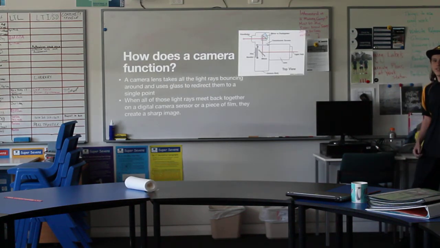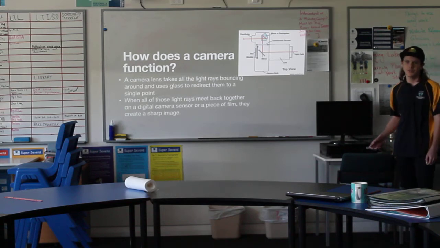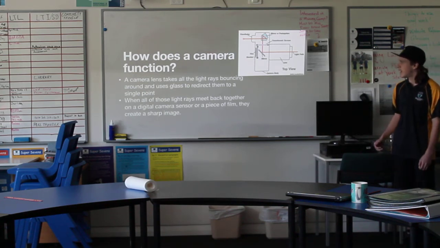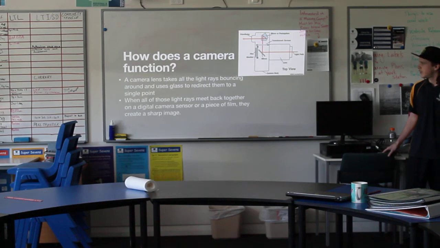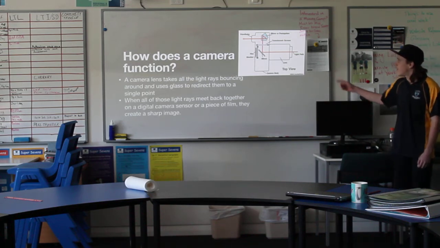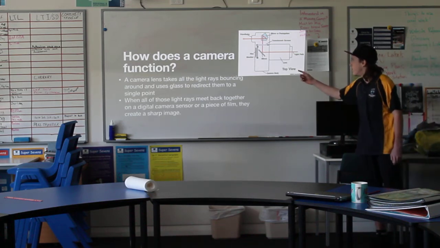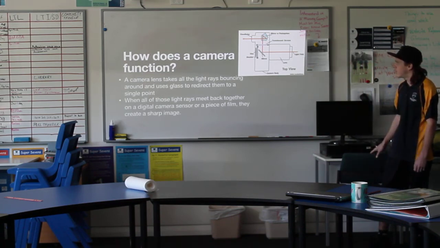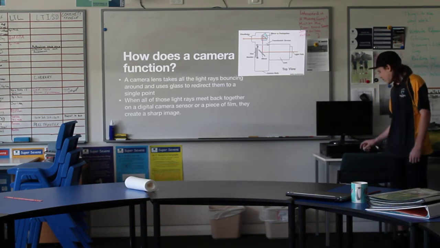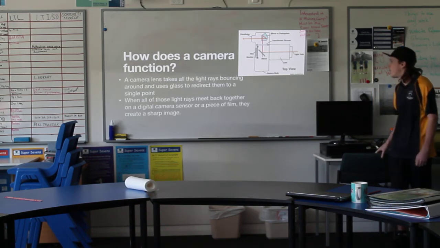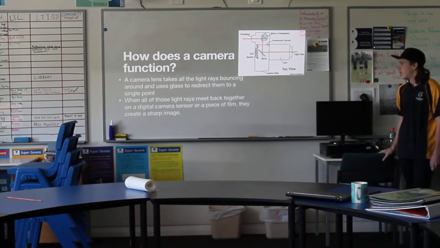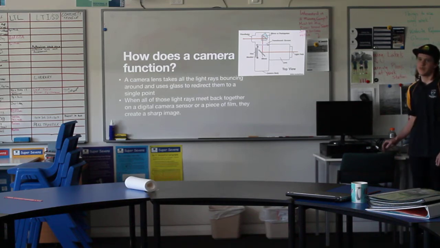Riley already did this in his exhibition, but I'm going to go through it for the sake of my exhibition. A camera lens takes all the light rays bouncing around and uses the glass to redirect them to a single point. In that photo, it goes through the lens, it bounces off that mirror, and then bounces all the way up there, so you can see through the viewfinder. And when all those light rays meet back together on a digital camera sensor or piece of film, they create an image.